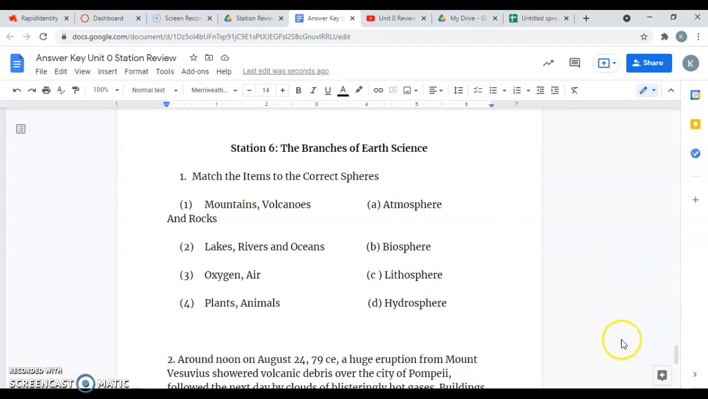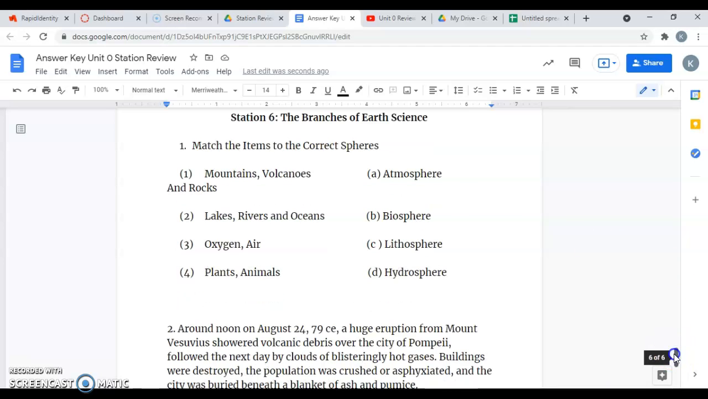So it says, match the items to the correct spheres. So mountains, volcanoes, and rocks. This would be your lithosphere, also known as your geosphere. Okay.